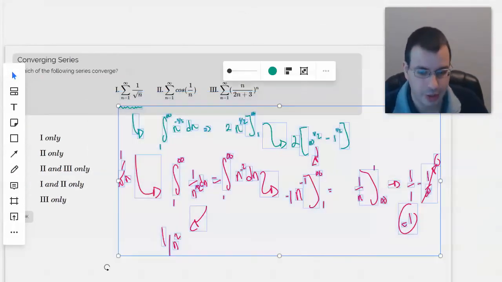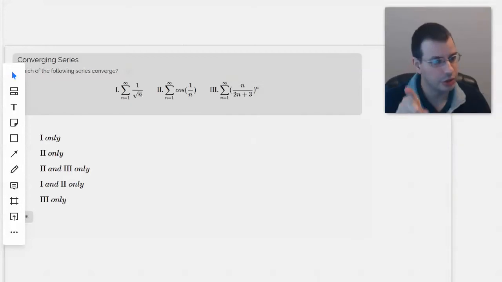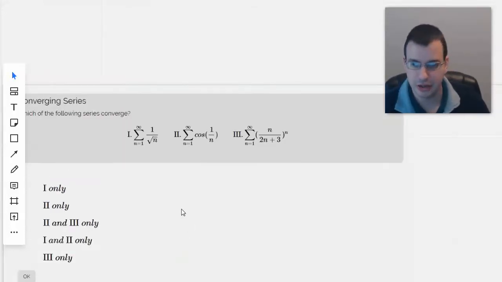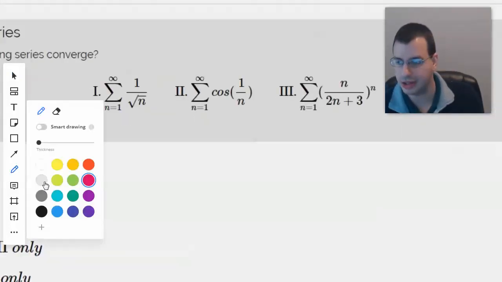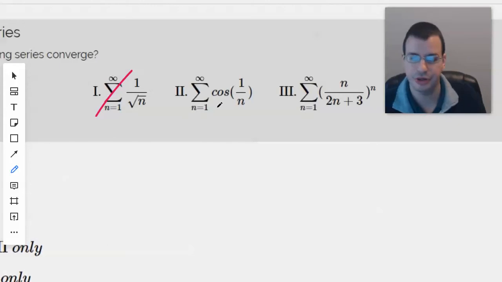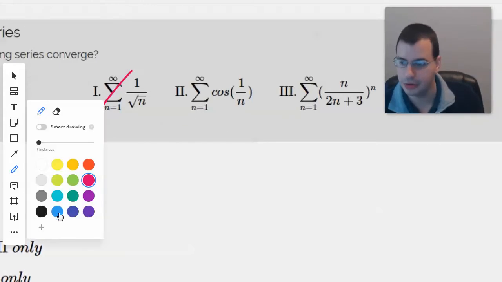So the best way to look at that one is you just compare it to the harmonic series, 1 over n. So strike that through with red. Whoop. Does not work. All right, go back to blue.